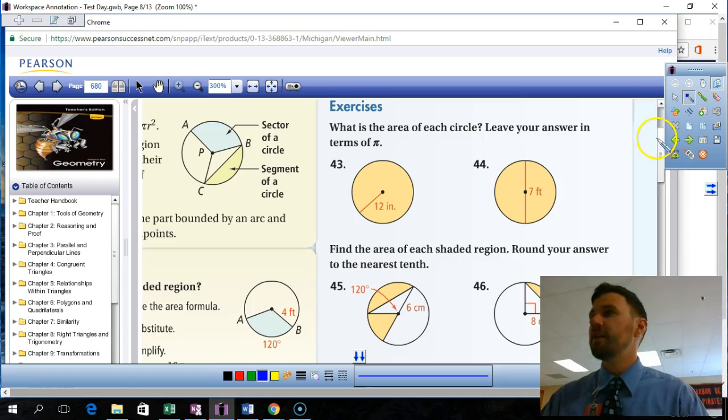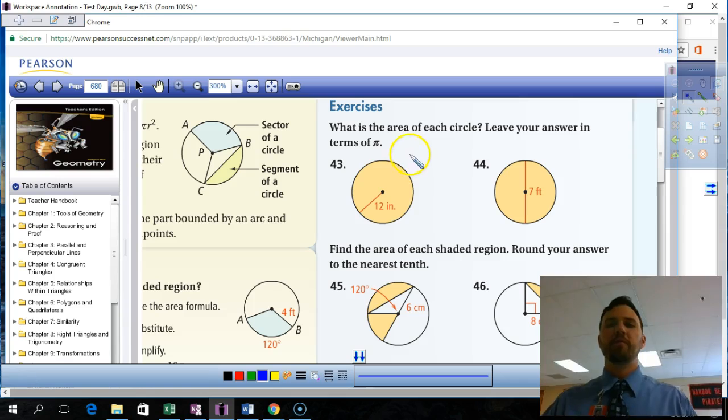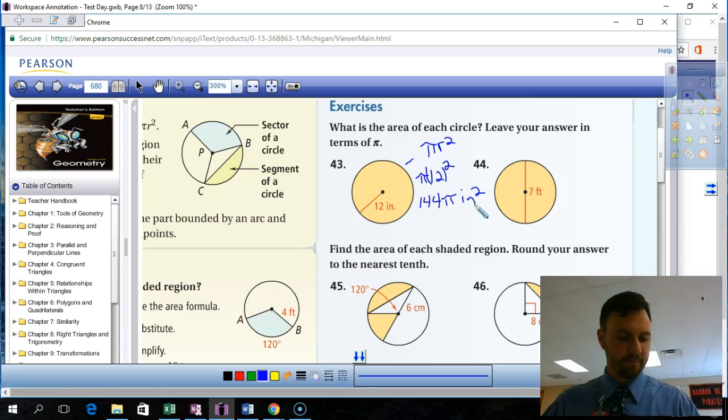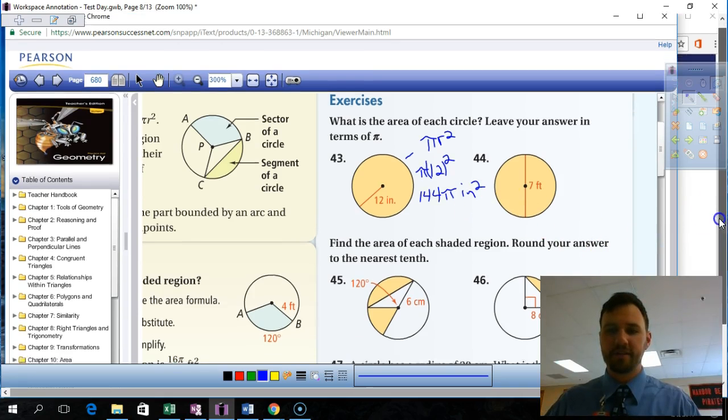Alright, next question. Alright, we're doing number 43. That's a circle. Area of a circle is, of course, pi r squared. My radius is 12. 12 squared is 144, so I get 144 pi, leave pi in your answer, inches squared. It's painless.